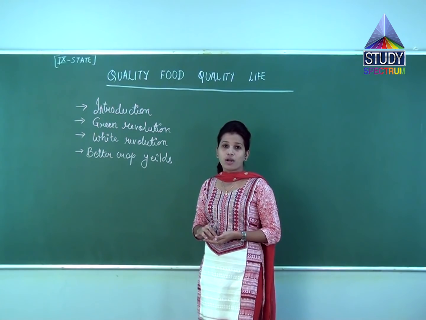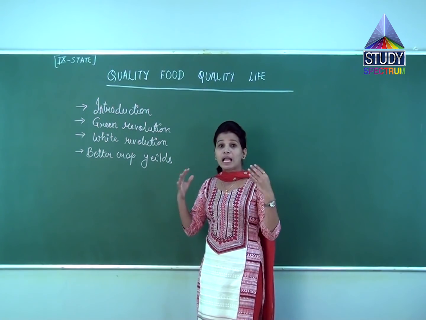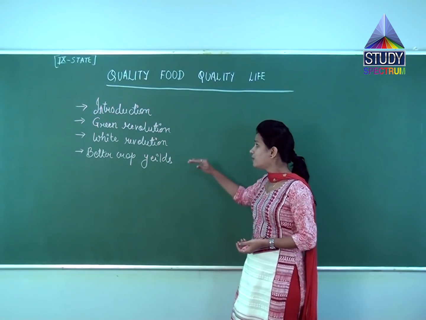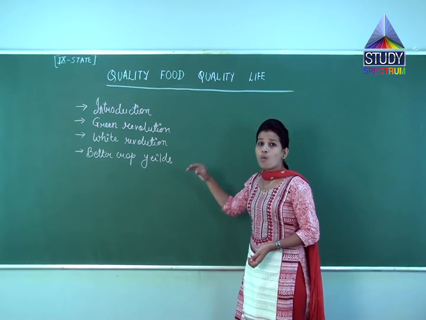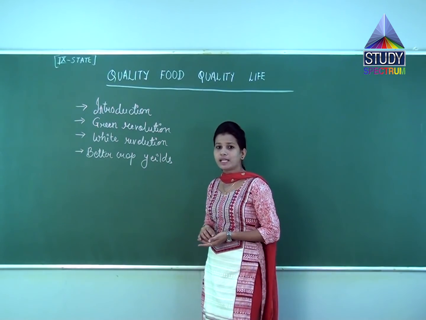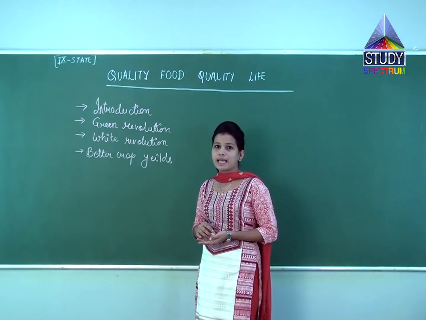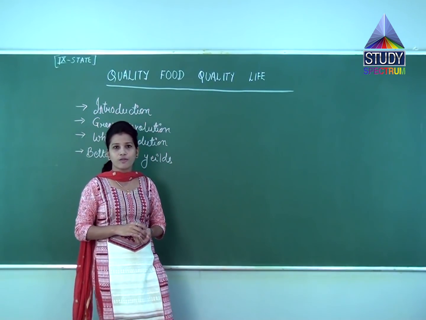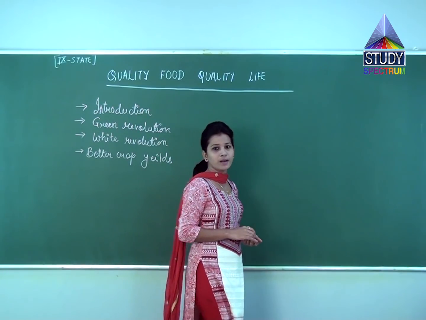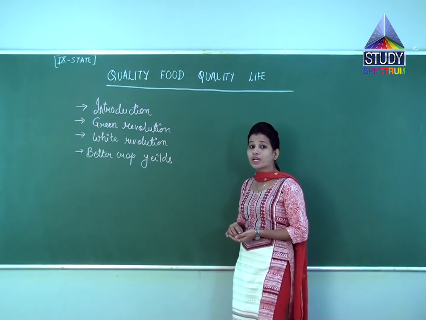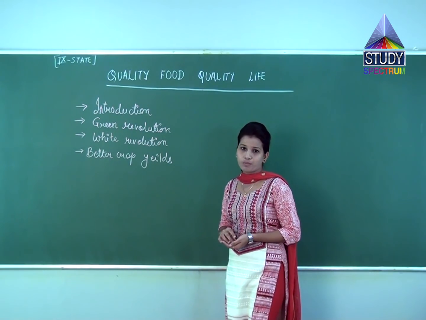So that is why it is called the green revolution, where a large amount of production was done using the new techniques. Then another revolution, that is the white revolution, was done in 1970 by the National Dairy Development Board, that is NDDB. This program was called Operation Flood.